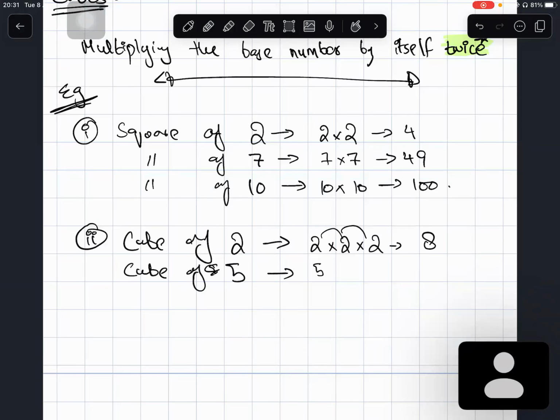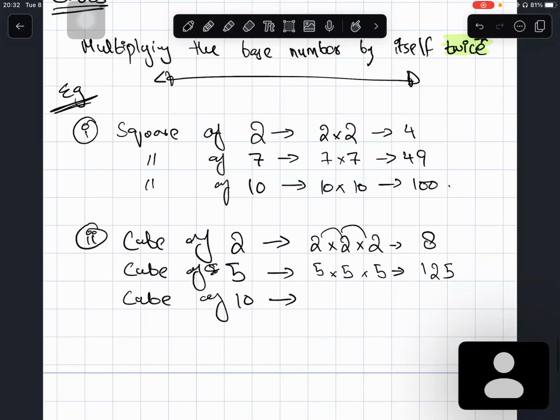So we'll write that as 5 times 5 times 5, which would be 125, right? And how about the cube of 10? What would that be? The cube of 10. Think through that once. What should I write here?